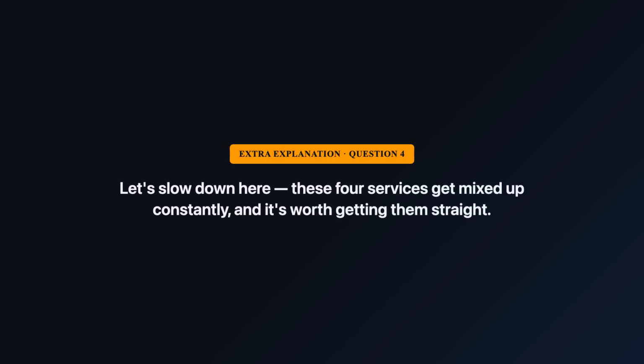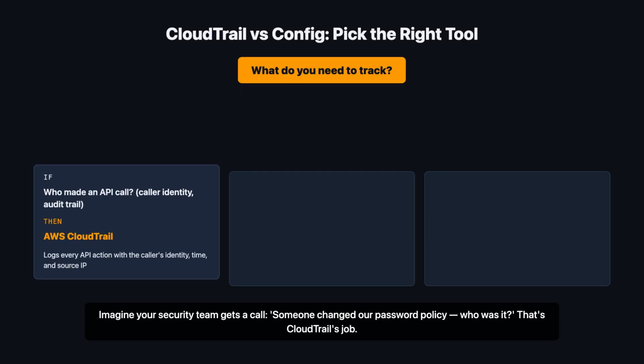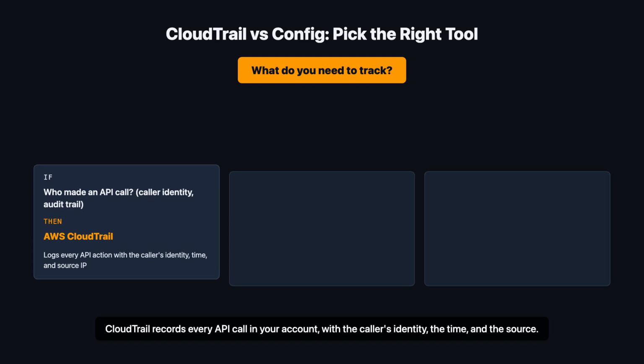Let's slow down here. These four services get mixed up constantly, and it's worth getting them straight. Imagine your security team gets a call. Someone changed our password policy. Who was it? That's CloudTrail's job. CloudTrail records every API call in your account, with the caller's identity, the time, and the source.